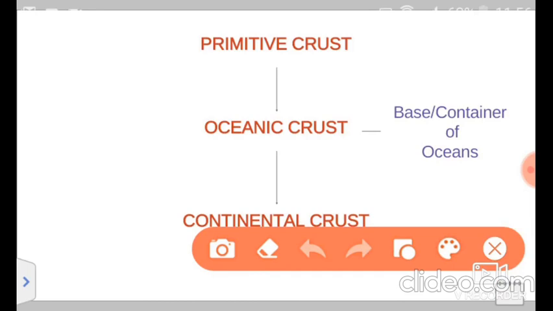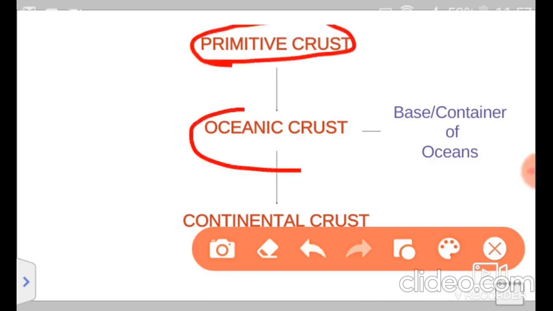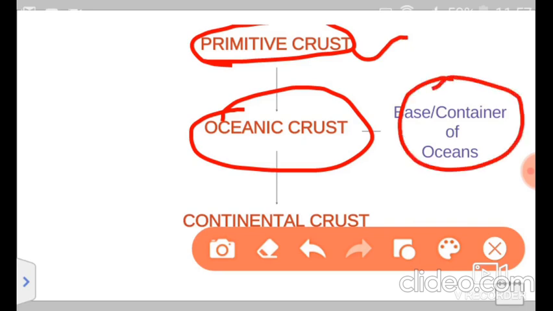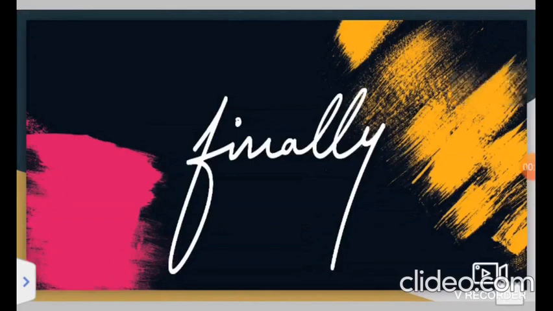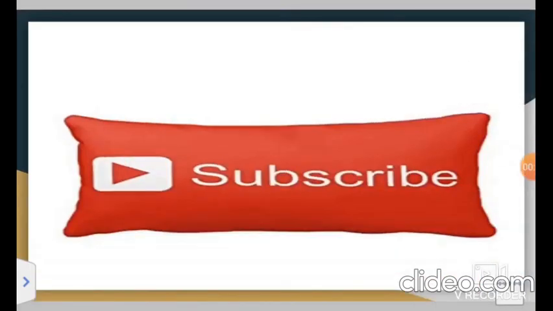So yes, we got the solution for the question that we had at the beginning of this video. This is the summary of the entire video, where the primitive crust was formed due to degassing and the ocean crust was formed due to density differentiation of the primitive crust. This ocean crust acts as a base or the container of the oceans. And finally, deformation of ocean crust leads to the formation of continental crust. So what got formed first? It's definitely oceans.